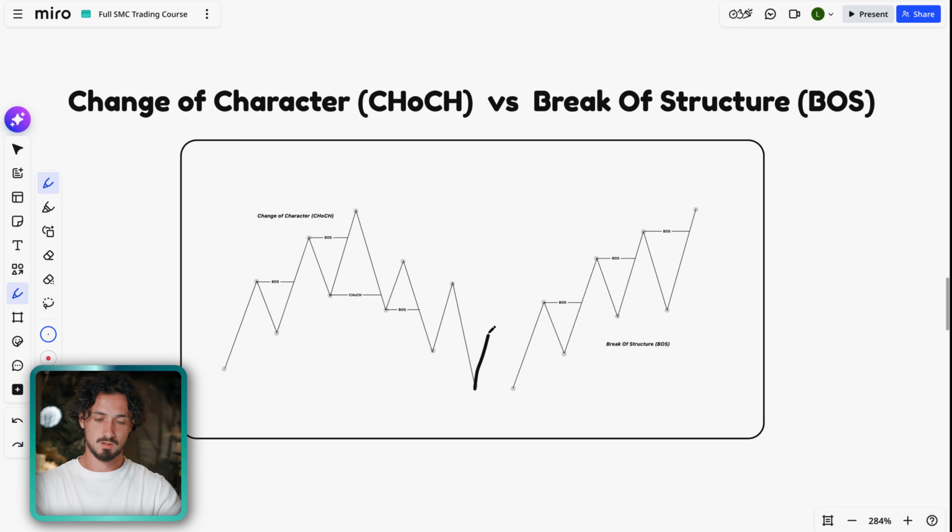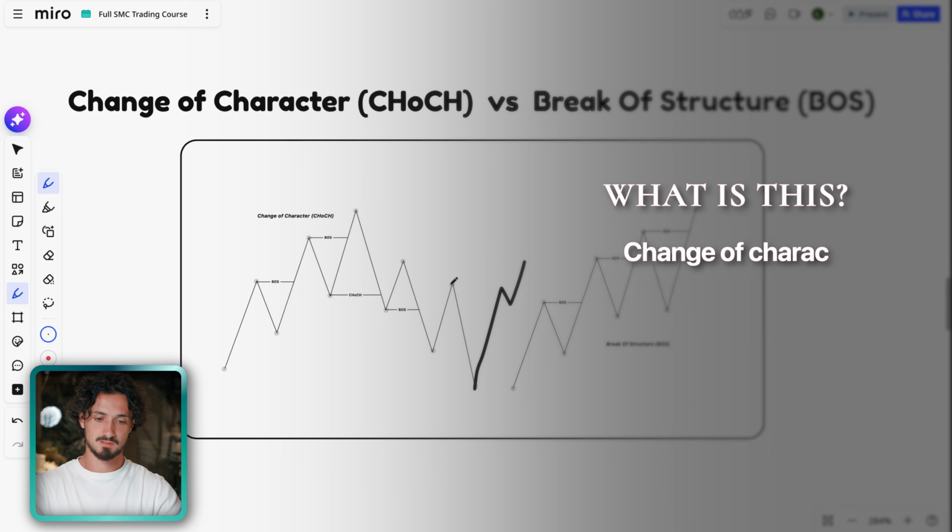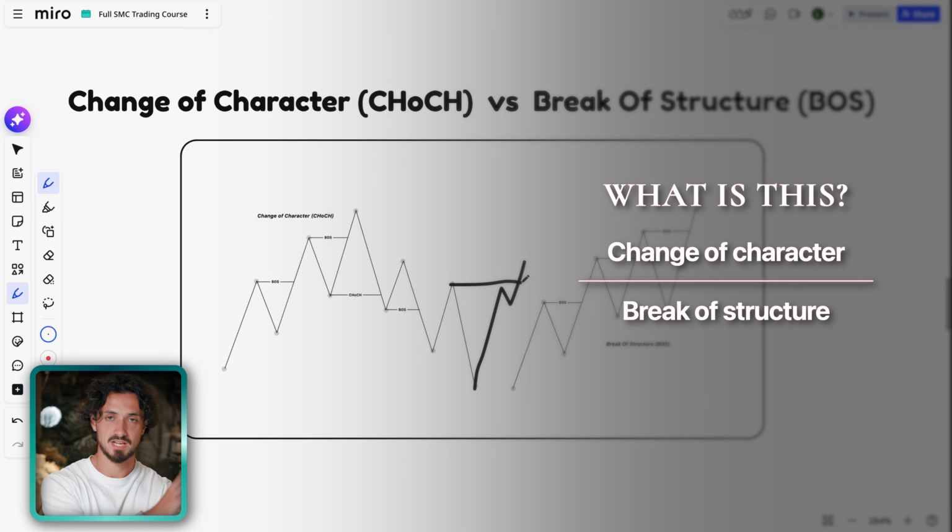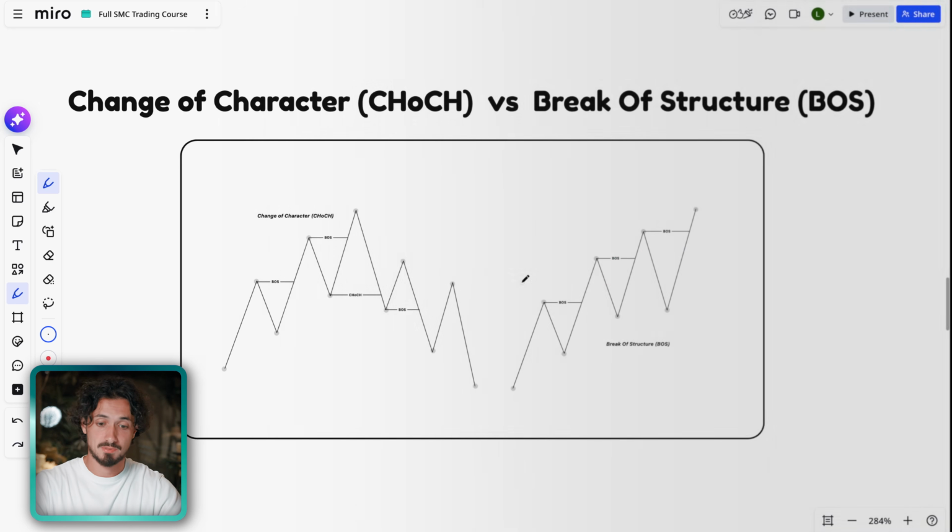So now I want to ask you, what's this? Is this a change of character, or is this a break of structure? If you've been taking notes and you understand what I'm saying, then you would have guessed change of character. And if you said change of character, you are absolutely correct. Why? Because we're shifting from lower low, bearish, to higher high, which is now bullish.